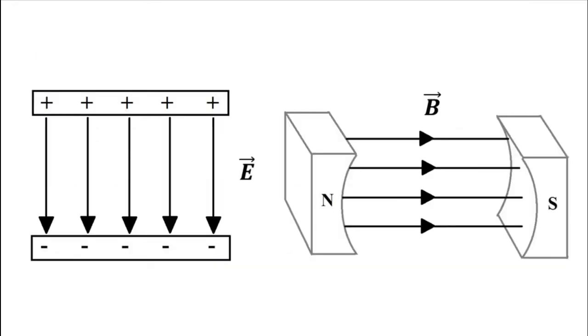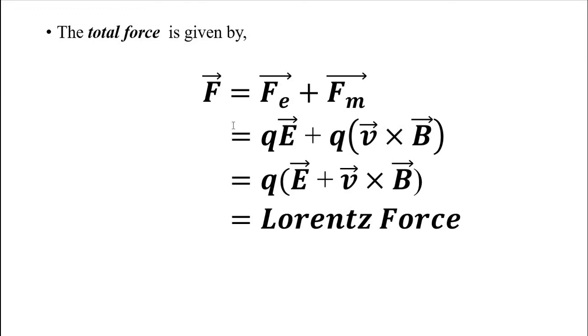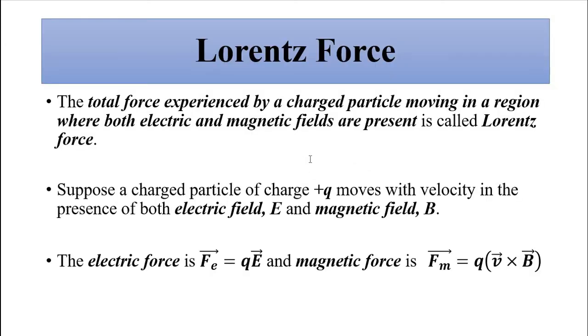So the total force, also called the Lorentz force, is given by the sum of the electric force and the magnetic force. The electric force is simply the product of charge and electric field intensity, in vector form. The magnetic force is charge multiplied with the cross product of velocity vector and magnetic flux density vector. So this expression is the expression of the Lorentz force. It is very simple. The only thing to understand here is that the Lorentz force is the sum total of these two forces.